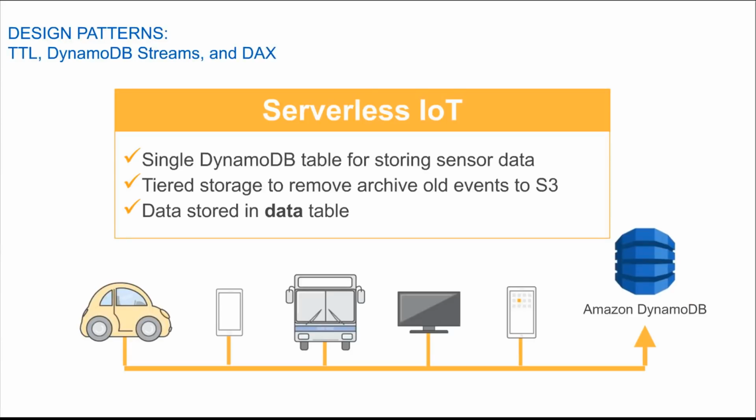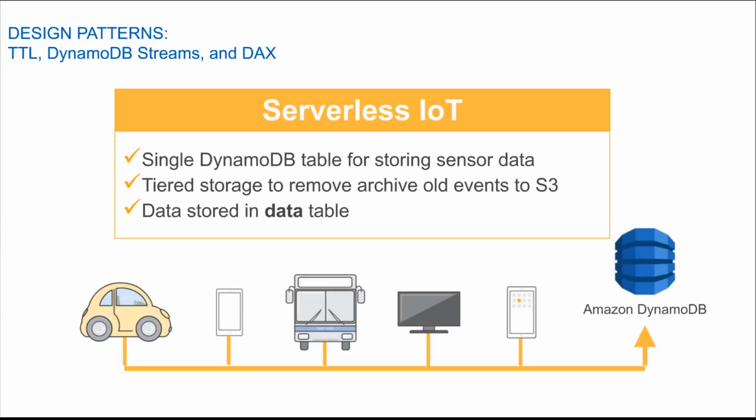Now, the second pattern we're going to get into is a serverless IoT pattern. This could be all these devices that are in the field, maybe a sensor in someone's car, maybe in a bus, and this data needs to be stored for a very long time. So we're going to archive the old data to S3. And finally, we're going to store the data in a data table, a single table.